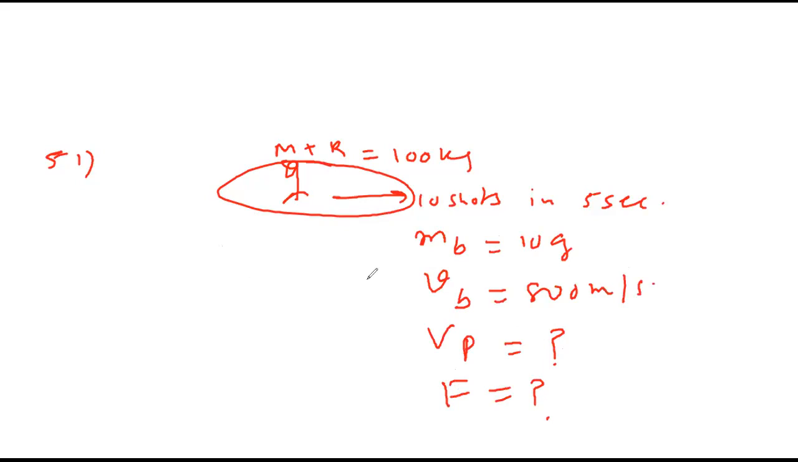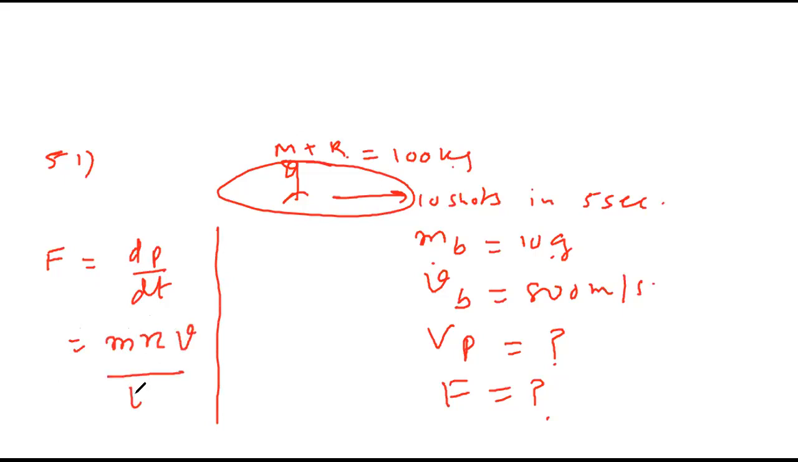Final velocity. The mass of bullet and rifle together is 100 and mass of bullet is given 10. So force exerted on the person, can I write change in momentum per unit time? Yes, sir. This is nothing but mass of one bullet into number of bullets into velocity by which it is fired upon time t. Correct now? Because initially it is 0.